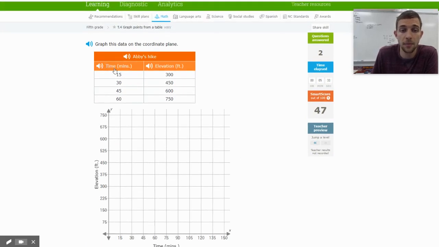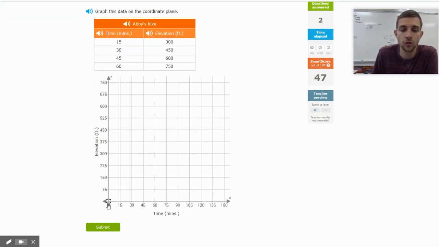In the next one, the numbers are a little bit bigger. We have time, and then we have elevation. And time will almost always be on the x-axis, and then elevation is on the y-axis. So time starts at 15 and an elevation of 300. So I'm going to go 15, and then I go up to 300. Then I have 30 and 450. So I go to 30 on the x-axis, and then I find 450 on the y-axis.